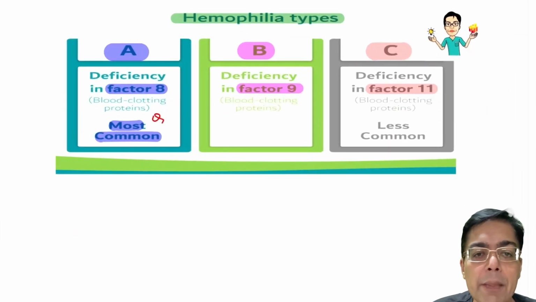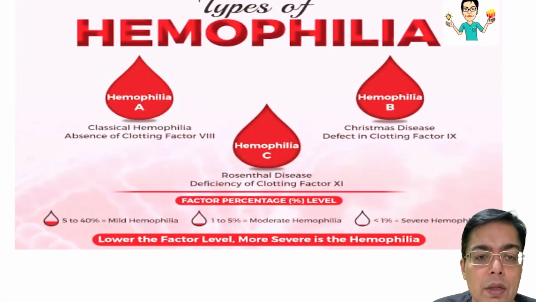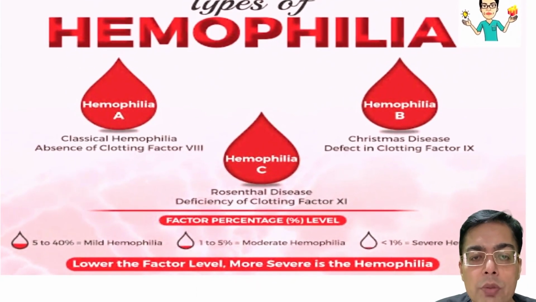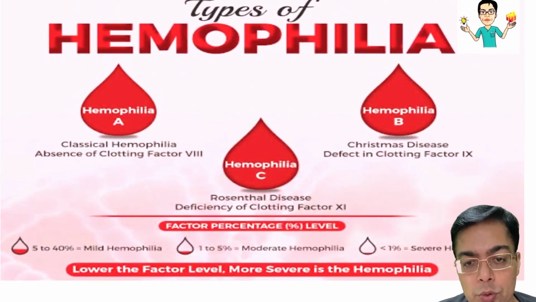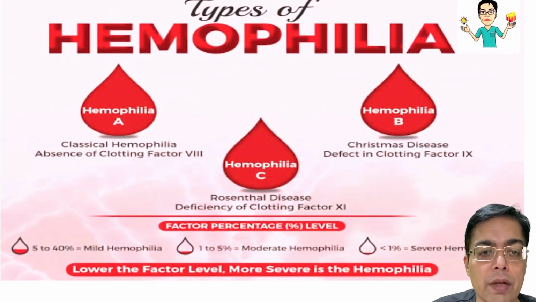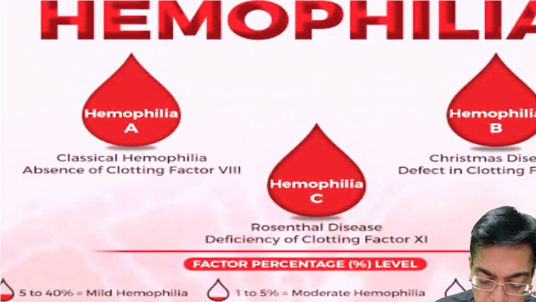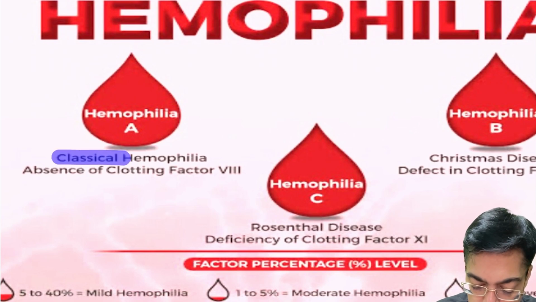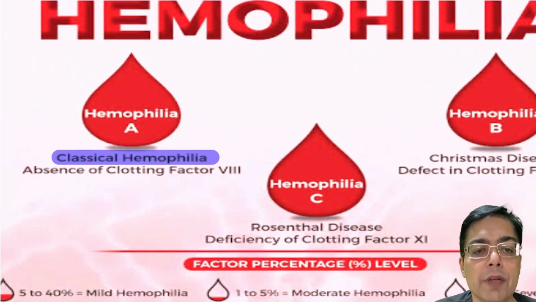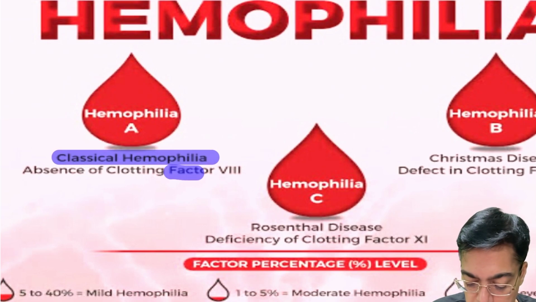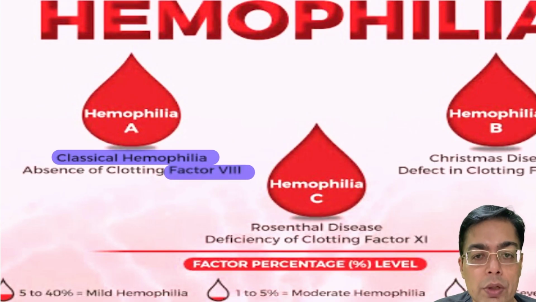Now, any patient who is going to be having this condition, there can be certain difficult questions which are going to be asked to you in your clinical rounds as well. So whenever I'm talking about hemophilia A, it is also called classical hemophilia. It is going to be because of factor 8. Remember the 8 trick that I've told you?